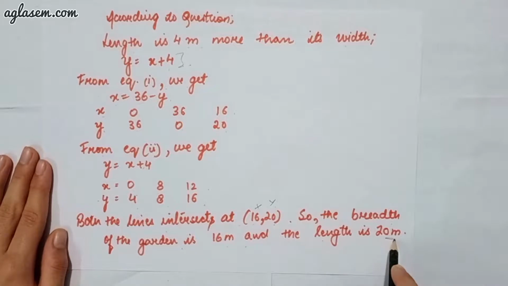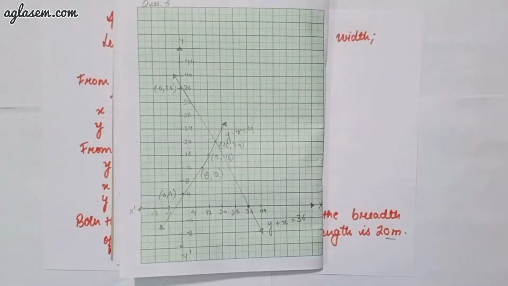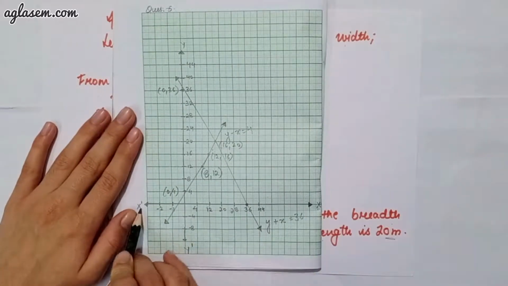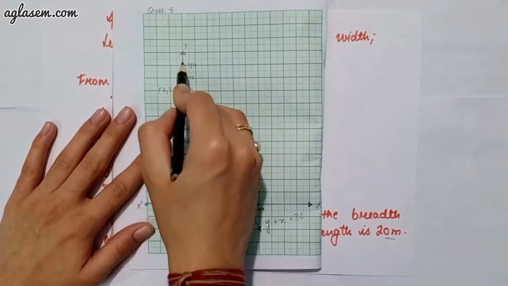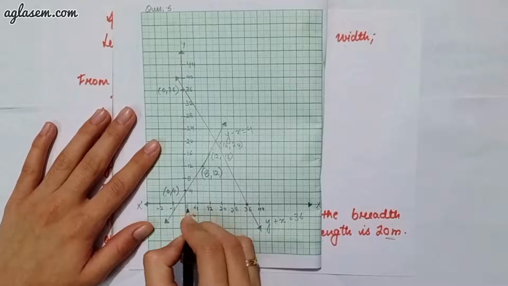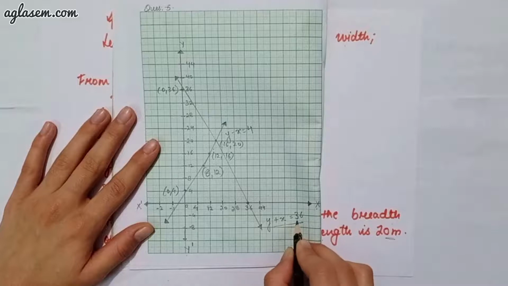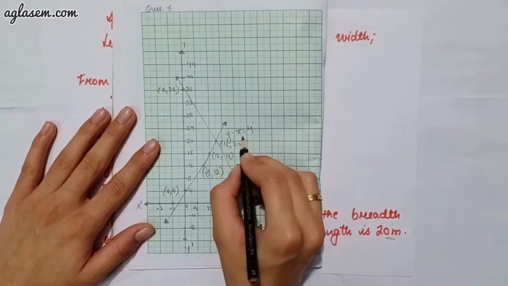So now I'll show you the graph. So here is the graph in front of you guys. You can see the x-axis and the x dash axis, y dash axis and y axis. Here is the point of origin. So we have taken the two equations, that is y plus x is equal to 36 and y minus x is equal to 4.